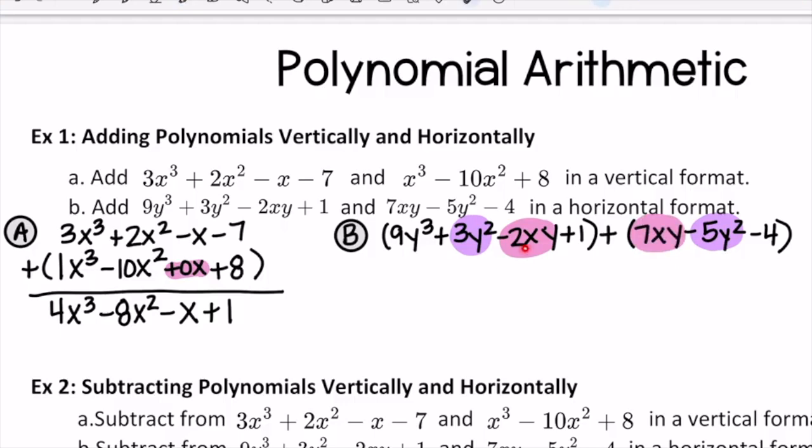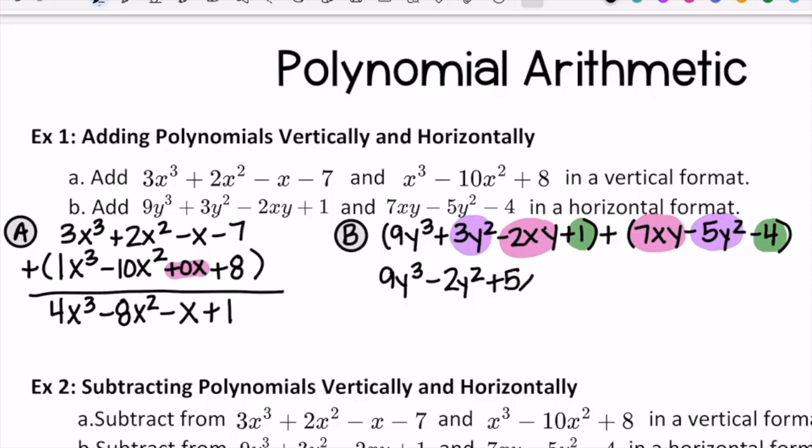Now we can't combine an xy and a y squared because they're not the same. This is technically y times y, this is x times y. They're not like terms. And then finally I have a 1 and a negative 4. So I'm just going to start with the 9y cubed, and then I have 3y squared and negative 5y squared, so that's going to give me negative 2y squared. Negative 2xy and 7xy is going to give me 5xy.